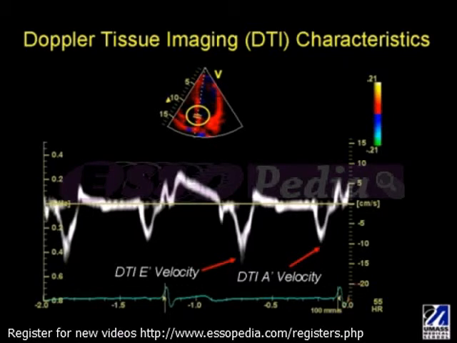Now, the E prime velocity reflects the rate of ventricular myocardial lengthening during early diastole, the period in time where the heart recoils back through diastole. Now, to clarify further, the higher the E prime velocity, the faster the relaxation, or the better the relaxation. Conversely, the lower the E prime velocity, the slower the relaxation. The A prime velocity reflects the rate of ventricular lengthening during late diastole, during atrial systole, which corresponds to the P wave on the ECG. The E prime velocity is usually greater than 10 to 12 centimeters per second normally. We will discuss in great detail these velocities throughout the rest of this presentation.